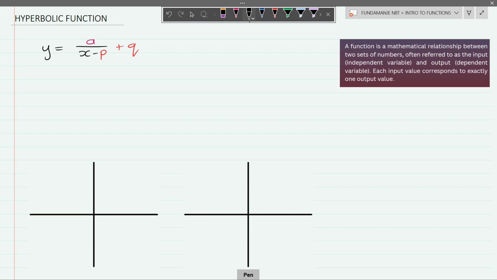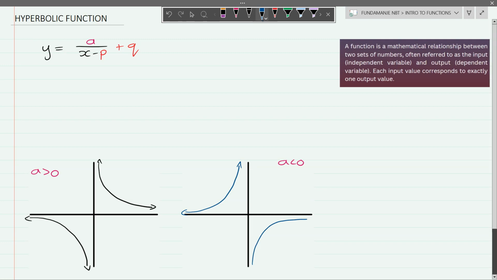So the a represents in which quadrants we draw our functions. Here we are in the first and in the third quadrant. This is when our a is greater than 0. But when our a is negative, or when it's less than 0, then we have our function in the second and in the fourth quadrant.